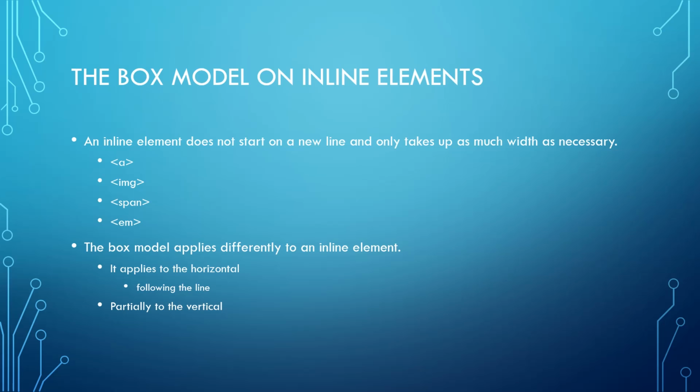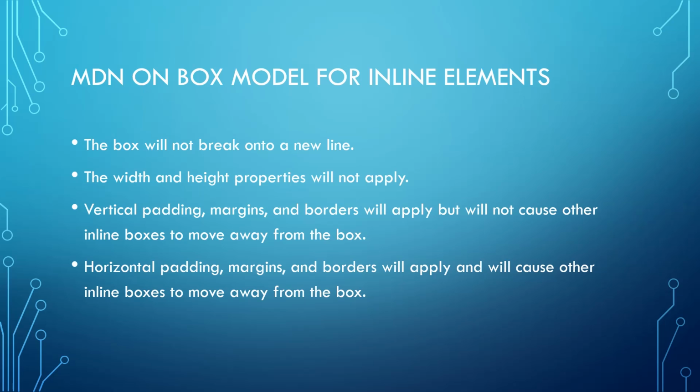It applies to the horizontal, that's my summary of it, that is following the line, but applies partially to the vertical. So from the MDN pages directly, the box will not break a new line, the width and height properties will not apply. Vertical padding, margins, and borders will apply, but will not cause other inline boxes to move away from the box. Horizontal padding, margins, and borders will apply and will cause other inline boxes to move away. So think about horizontal padding as the padding, margins, and borders that follow the line, and vertical ones are off the line. They apply partially, as we'll see.